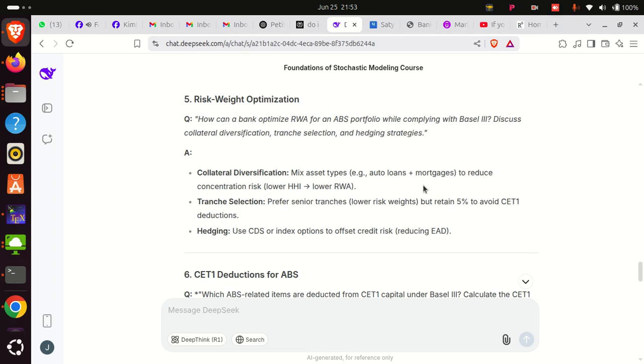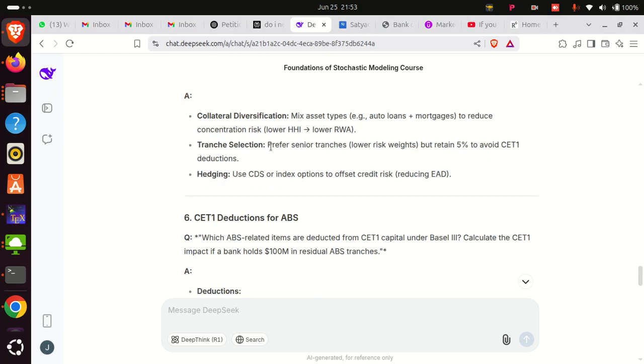Risk-weighted asset optimization. How can a bank optimize RWA for an ABS portfolio while complying with Basel III? So collateral diversification: mix the asset types to reduce concentration risk, lower HHI, and lower RWA, like auto loans plus mortgages, to reduce the risk. Tranche selection: prefer senior tranches but retain 5% to avoid CET1 reduction. Hedging: use CDS or index options to offset credit risk, reducing EAD.